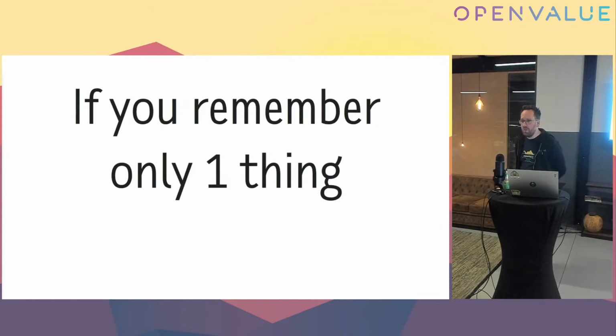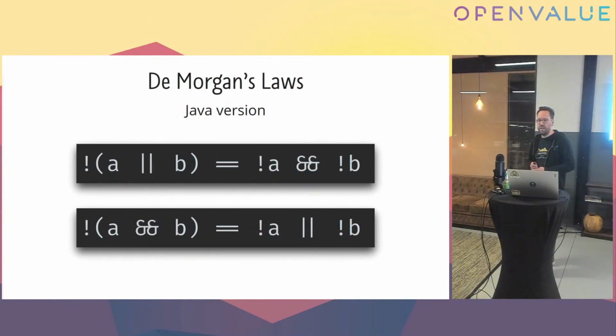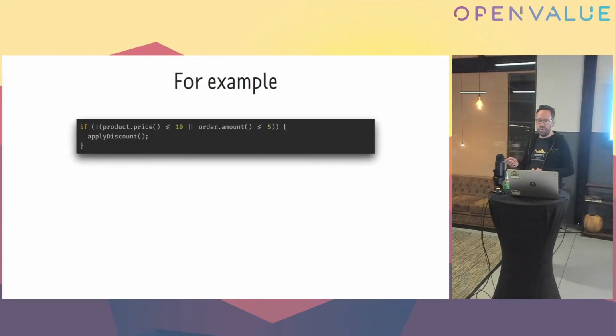So if you only remember one thing from my talk, you can zone out afterwards if you like, and you will still have learned something. It is this, De Morgan's laws. And if you study computer science, this is the way you would write it down. If you are a Java programmer, this is the way you would write it down. It is basically a way to rewrite your Boolean expressions. So both of these are equivalent to each other. And I will give you an example.